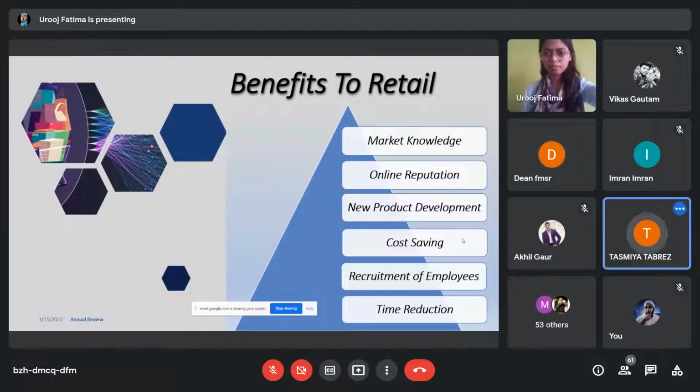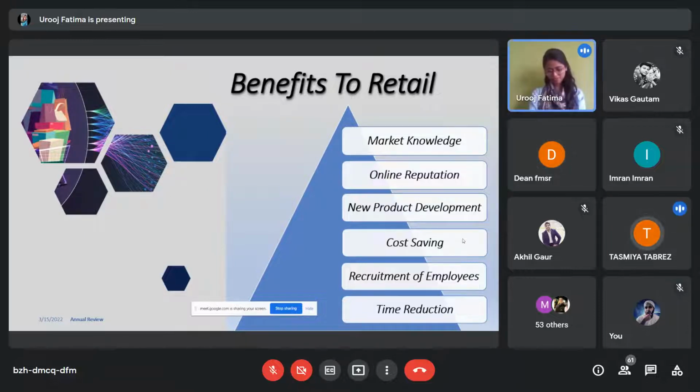Thank you, Akhil. Good afternoon, everybody. Now I'll take it from here. Benefits in retail sector. First benefit is market knowledge. Better understanding of current market conditions is possible by accessing big data. Let's take an example of analyzing a customer's purchasing behavior. A company can find out the products which are sold most. It helps to analyze the trend and what customers want.